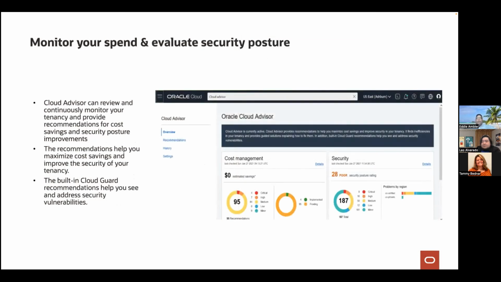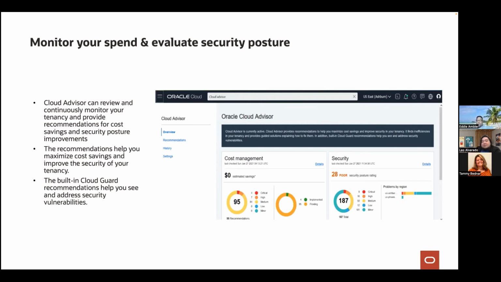All right. So after I've set up the budget, what other tools can we use to make sure that we are staying on top of our cost and making sure that our systems are safe? Yes, in OCI, you also have a tool called Cloud Advisor. Cloud Advisor helps you review and monitor and provide recommendations for cost savings, as well as help you understand and evaluate your security posture improvements. Cloud Advisor finds potential inefficiencies in your tenancies and offers you guided solutions that explain how to address them.